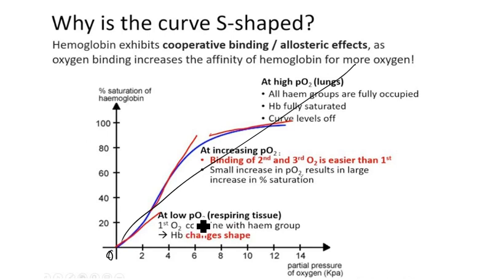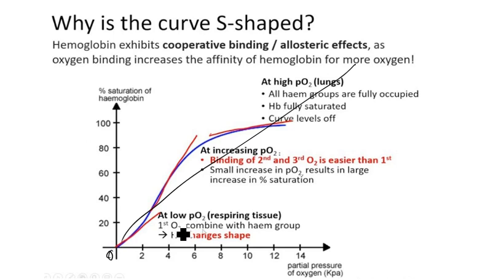Now there's low PO2. The first oxygen binds with the haem group, and the haem group changes shape. That's what we meant by allosteric effect, the word that has to do with site and shape. When the first oxygen binds, it changes the shape of this haem group, thereby making it more fit for another oxygen to bind. So at this point the affinity will increase.